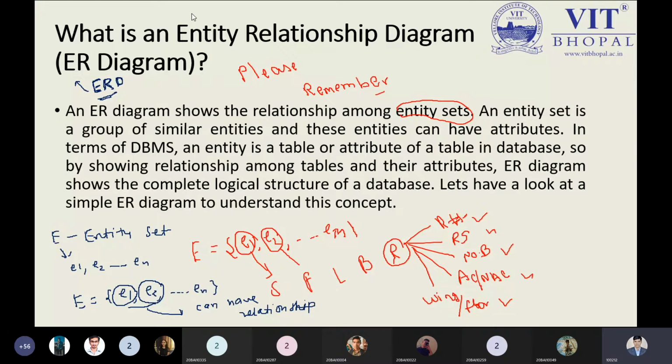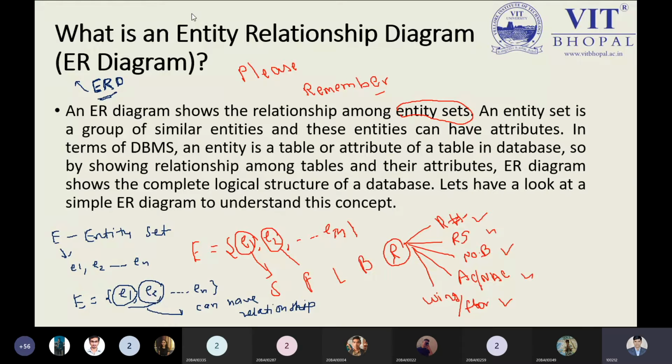Mathematically, I can speak over here. As you can see, I have already written it. So E is our entity set: E1, E2, up to En, small e1, small e2, and so on. Small en are the various entities, and E is a set of these entities. Then we have the entity set, so capital E becomes the entity set.